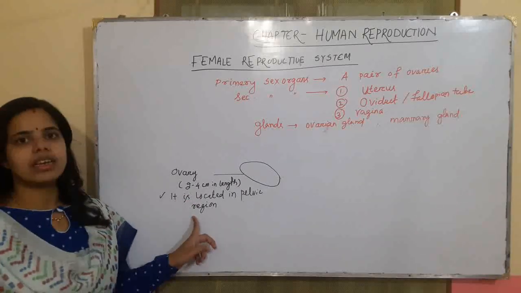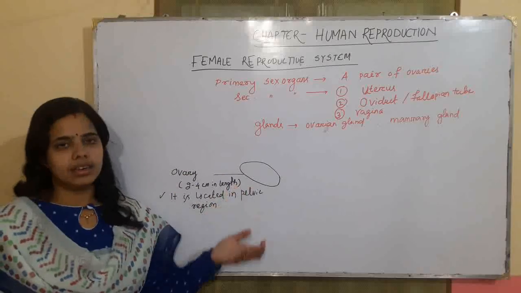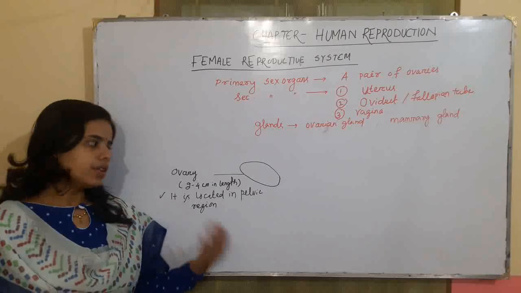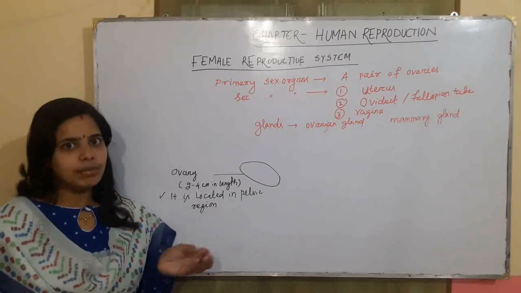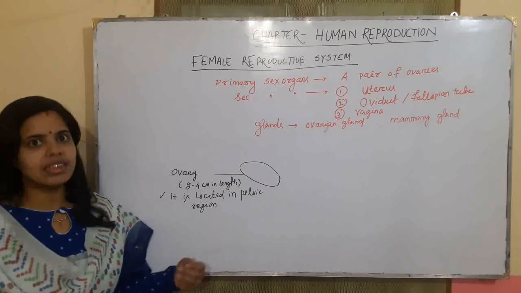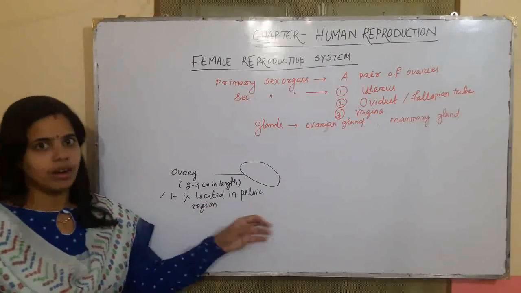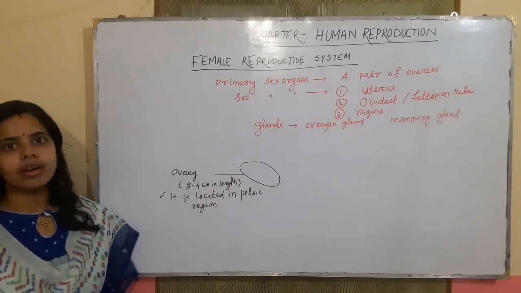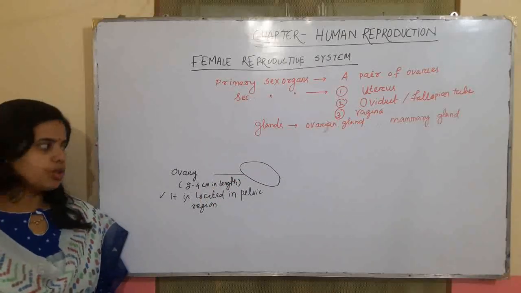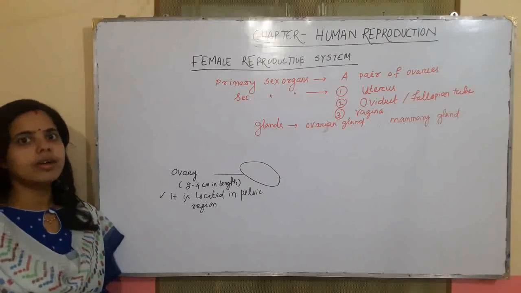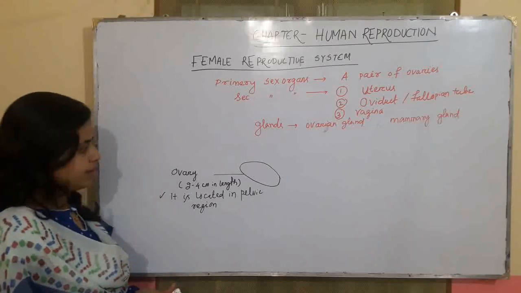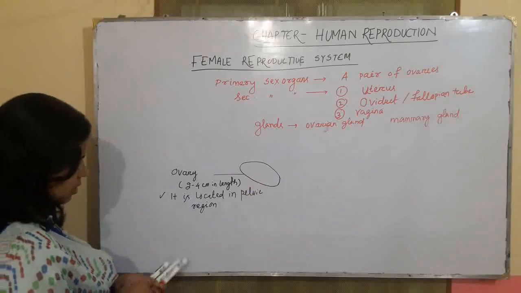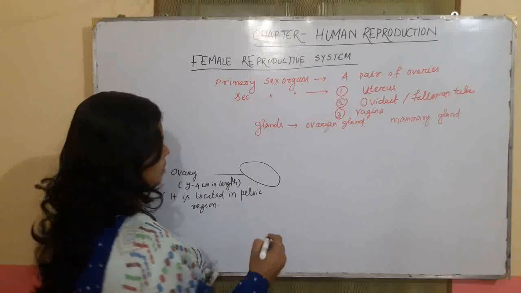But in this case it is different. The testes have to produce sperm, and sperms require a development temperature minimum 2 to 3 degrees Celsius less than the body temperature. But here there is no such matter. The ovary can produce the ova at our body temperature only, so there is no requirement of a lower temperature. That's why it is present in the pelvic region, or the abdominal cavity.